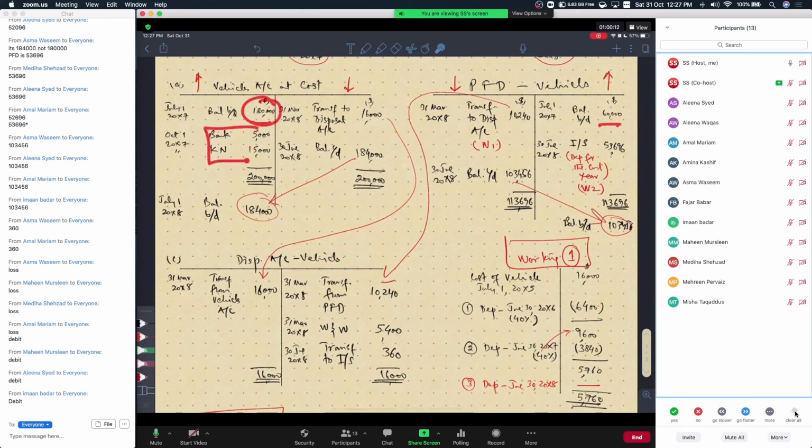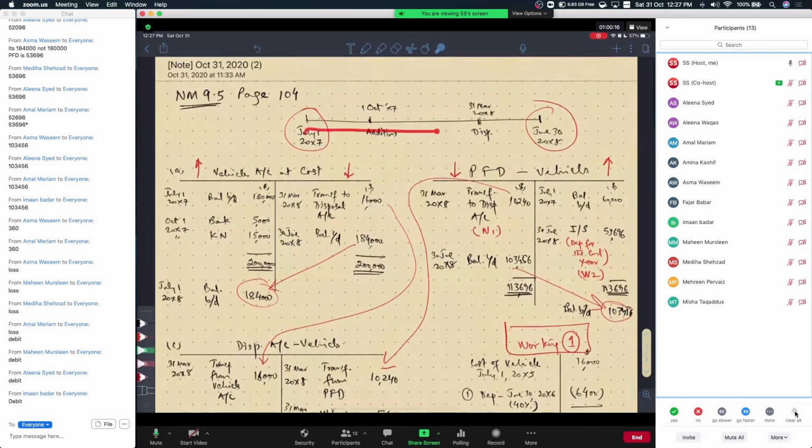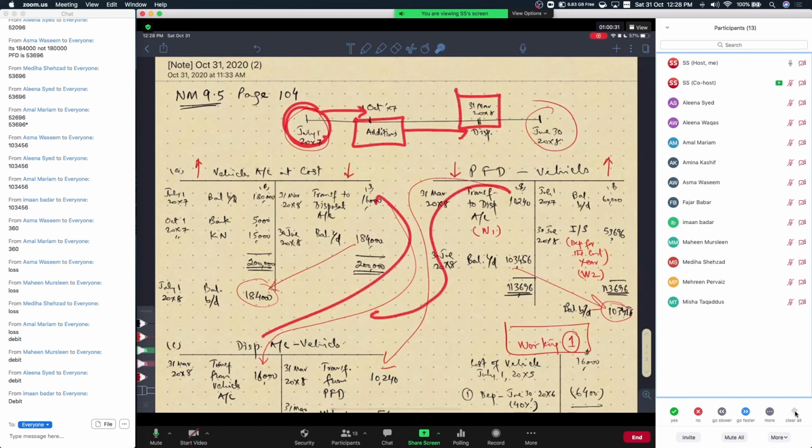We entered the additions. We are following this timeline over here. We started over here. We had the balance brought downs given here. We moved on to 1st of October. We recorded the additions. We moved on to 31st of March. We recorded the transfer entries first. And then we moved on to the 30th of June.